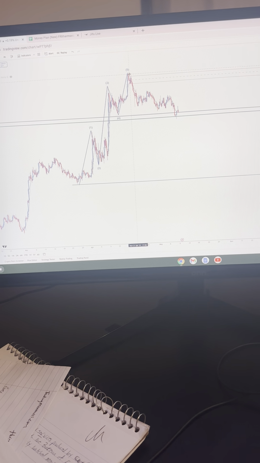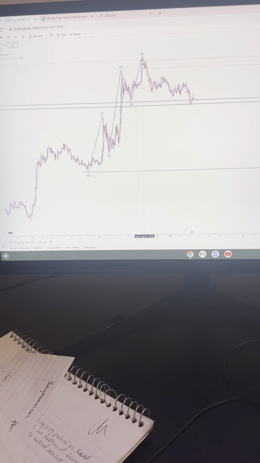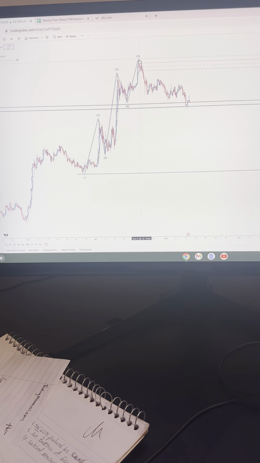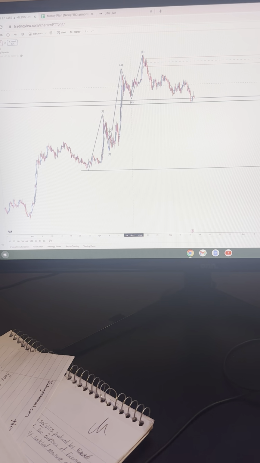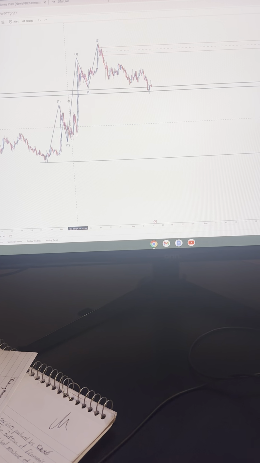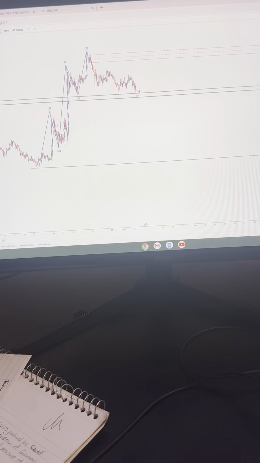This peak high fell into a strong supply zone. Look right here. We have a strong 5 wave. 1, 2, 3, 4, 5. Right? We have a 5 wave.